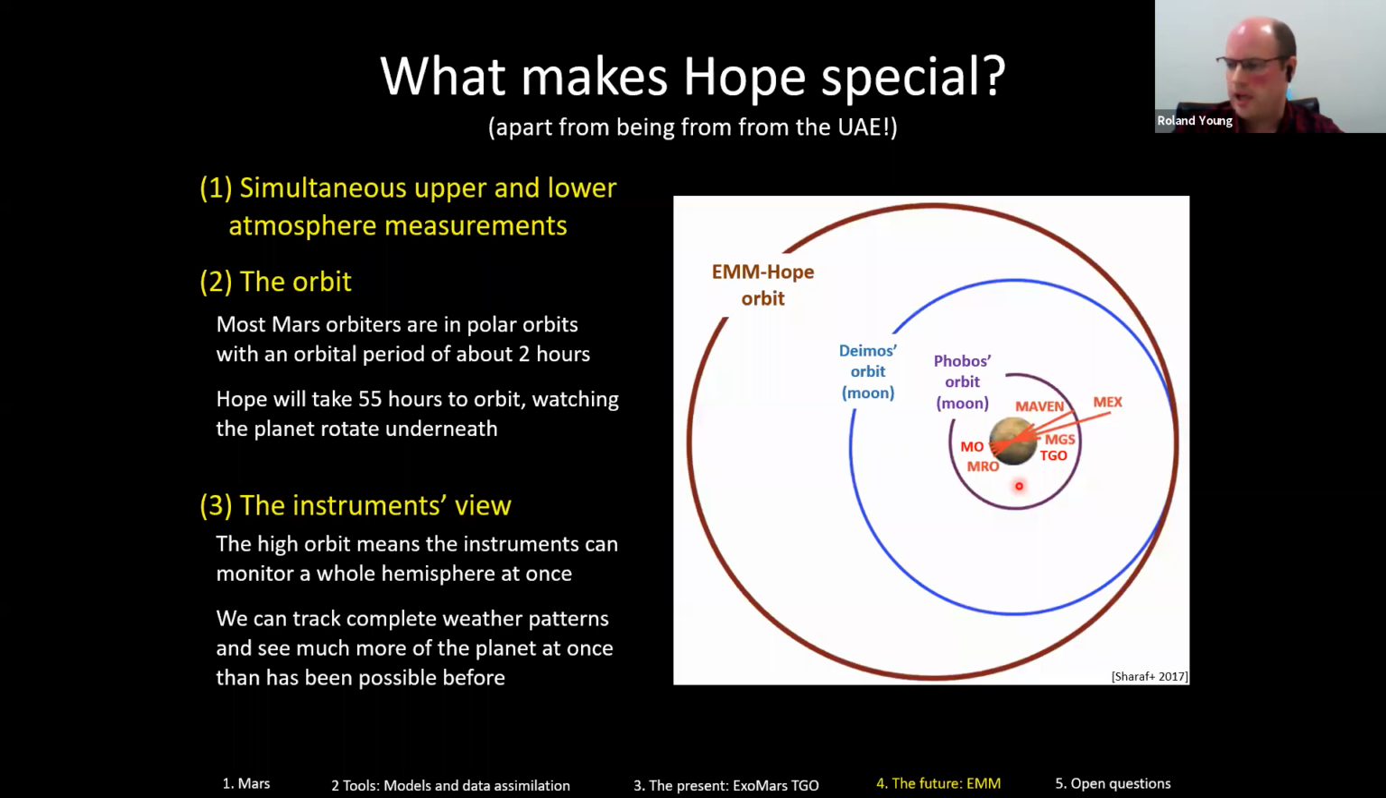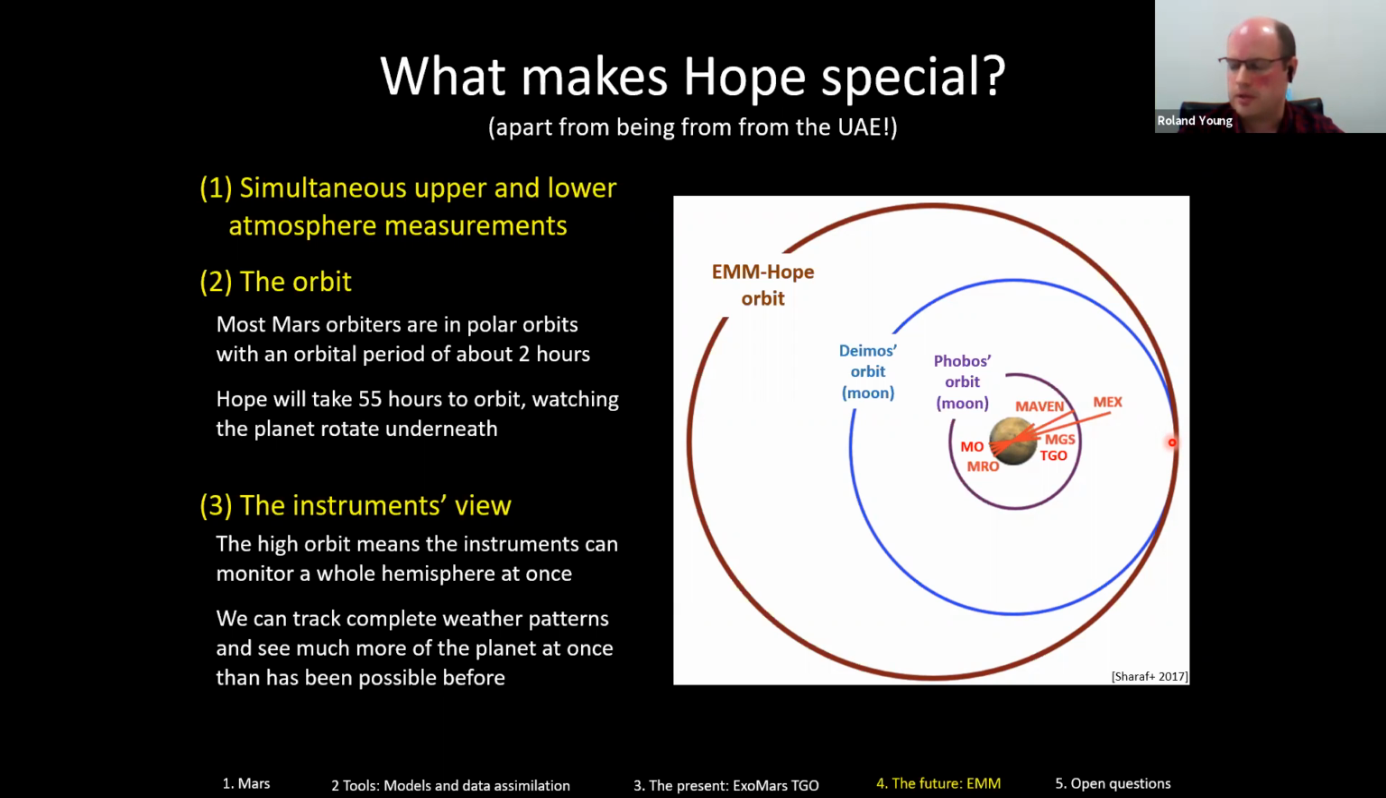Now, EMM is going to be in a high orbit, and you can see it here. This is to scale, so this is the size of Mars, and EMM here is on this brown orbit, and so at its lowest point it will be several radii of Mars away from the planet. This means that the spacecraft will be able to see the whole of one side of the planet at a time and take complete images of the planet, and second, it will be able to watch the planet rotate around underneath it. And this means that it will be able to see all of the different local times over quite a short period, over about 10 days. This is much, much faster than has ever been possible before.